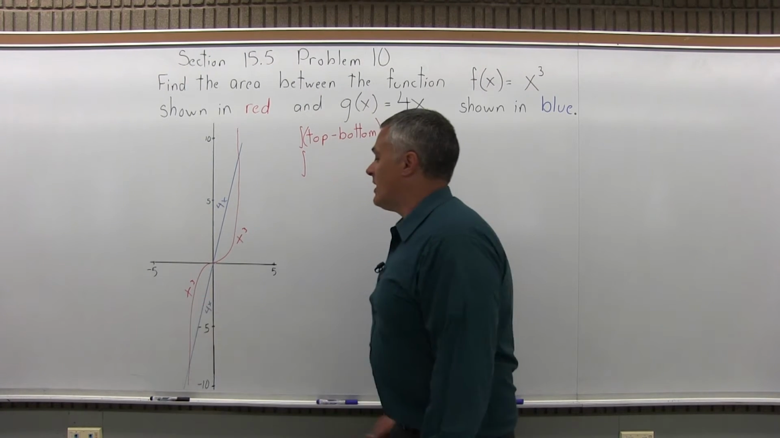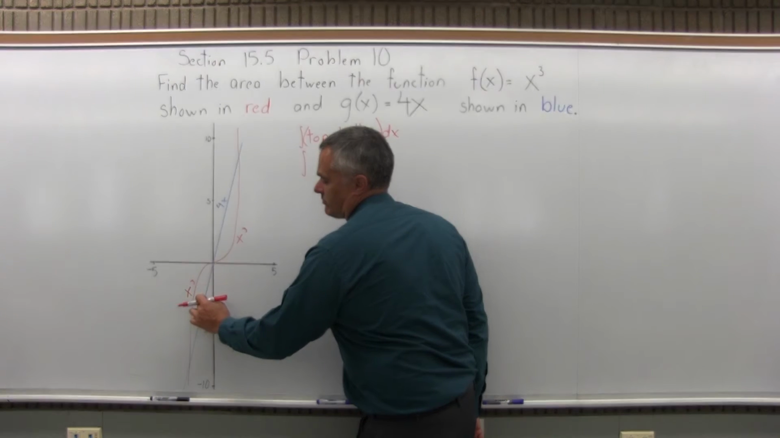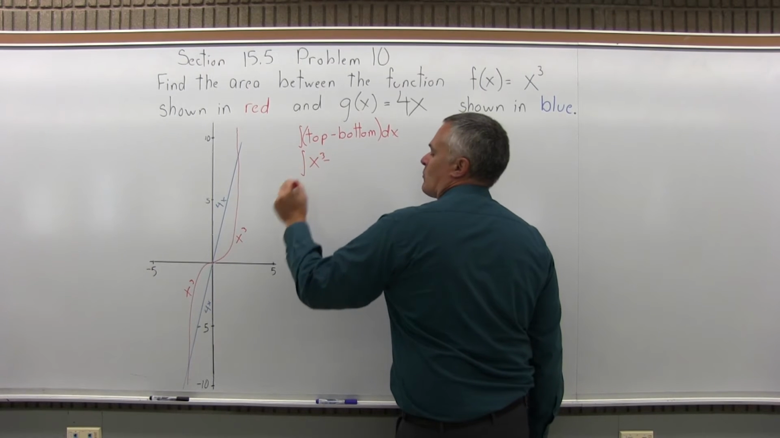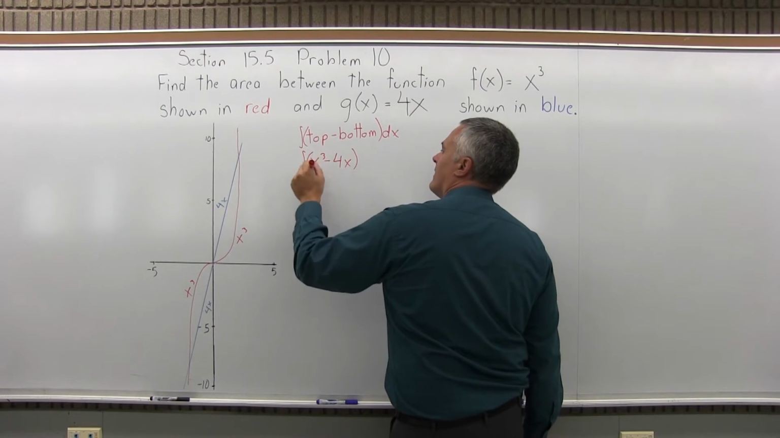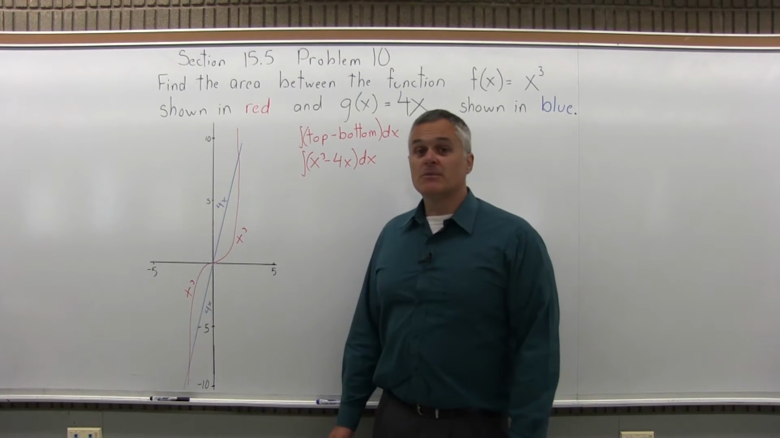So the upper graph is x cubed. It's up higher than the straight blue 4x. So x cubed is the top, minus 4x is the bottom, dx. Now I need to know my limits of integration.